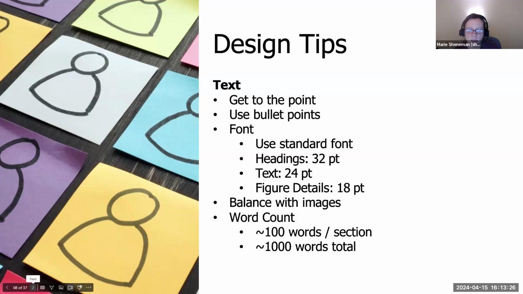Another thing to consider is a total word count. So whichever makes sense for you, either per section or per poster. 1,000 words plus or minus is a good guideline. Some recommend even fewer words. But again, these aren't rules. These are just guidelines. Sometimes it can make it easier to have something to shoot for or something to guide you.